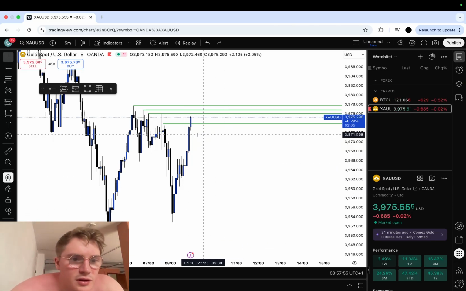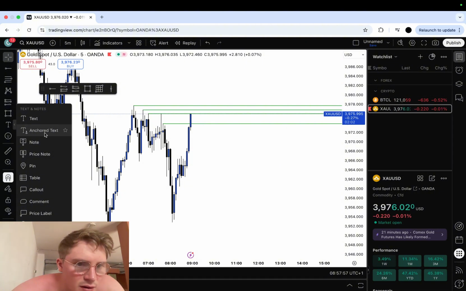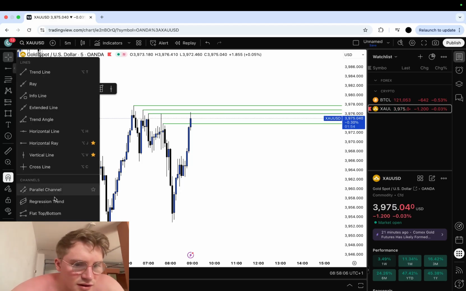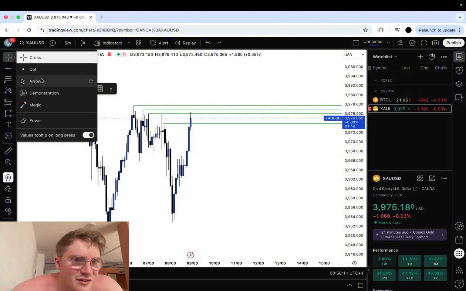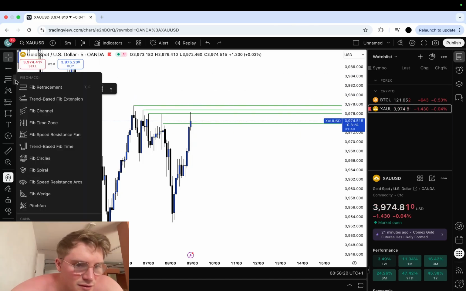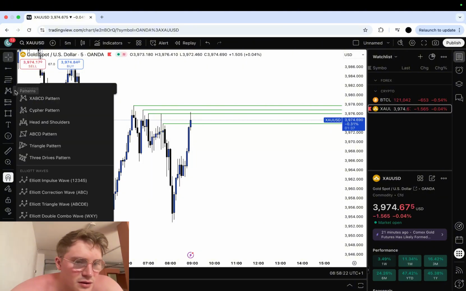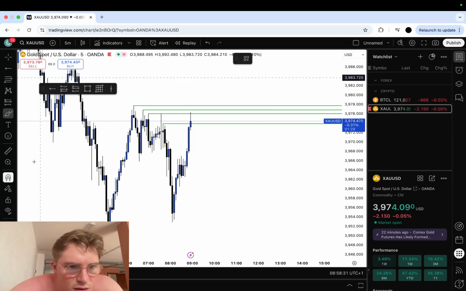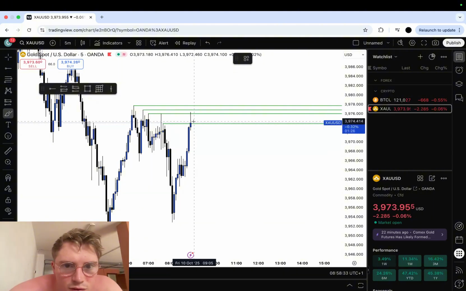So what we'd be looking for here is, can I get my pen? Image tweets, nope. Does this have pen? No. Arrow marker. Oh, brush. Right. And then let's turn off the magnet for it. So, does this show it?